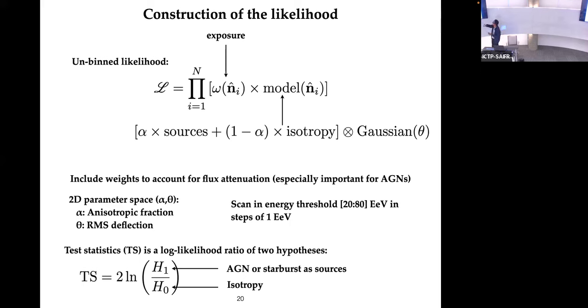And these are the two parameters of our model: the angular smearing scale, and the fraction of the cosmic rays that are coming from the source. These are the two parameters that we are going to work with. Then you do a log likelihood ratio test and compare your alternative hypothesis, which is that our flux is coming either from AGNs or starburst galaxies, plus a fraction of isotropic cosmic rays, compared to the null hypothesis, which is pure isotropy. And we're going to scan over these two parameters until we maximize the TS.